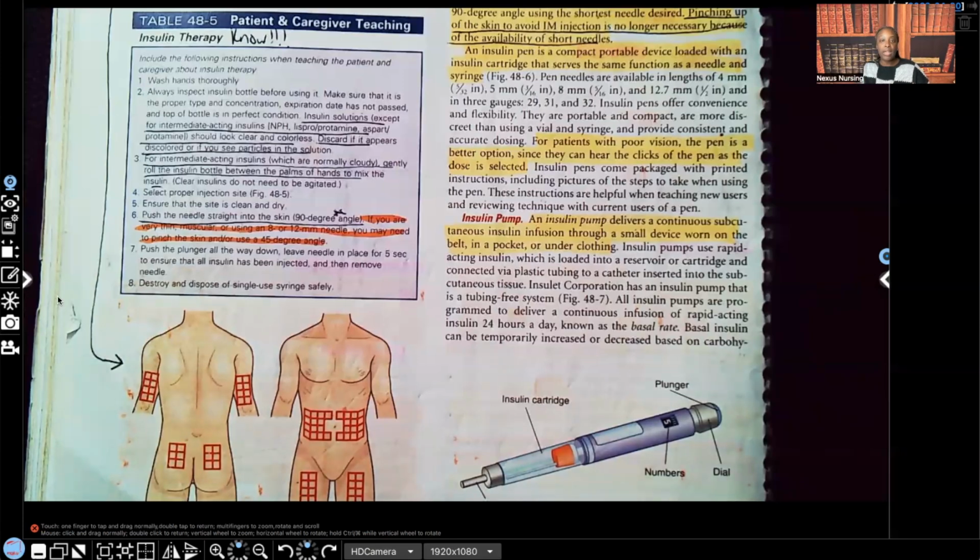On this video, guys, we're going to be covering part 3 of diabetes. We're going to be going over the insulin pump. We're going to be going over adverse reactions to insulin therapy, and hopefully we can get into oral hypoglycemic agents.